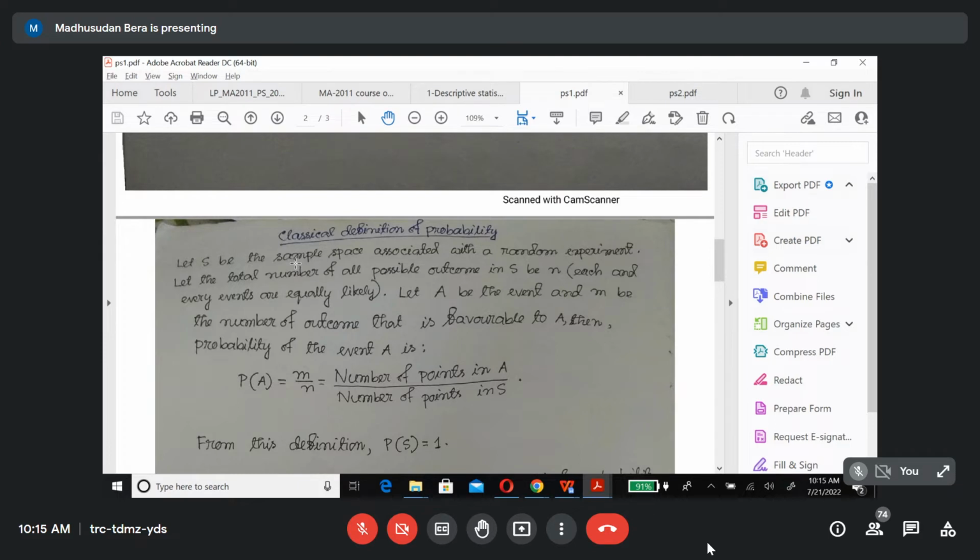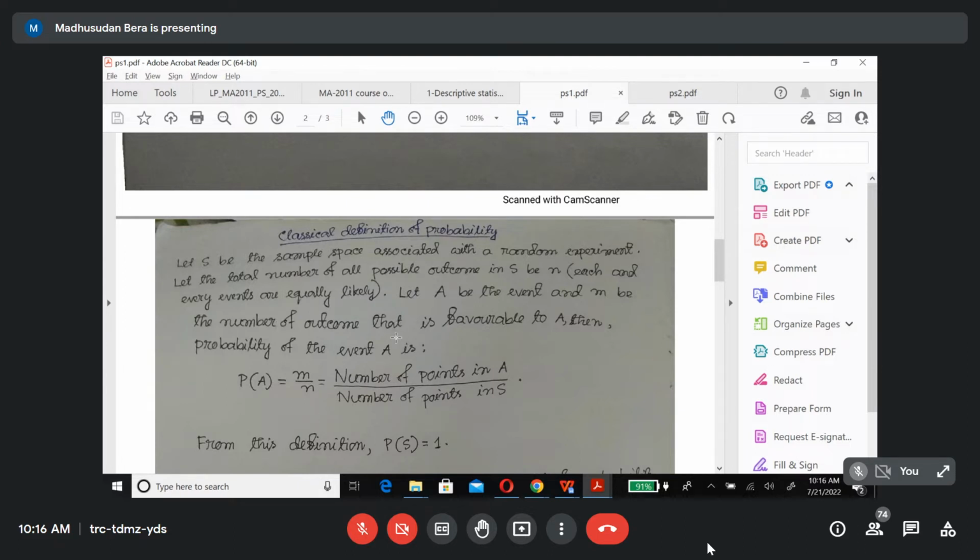In that case, let A be any event and m be the number of outcomes in A, the outcomes that are favorable to A. Then what is the probability of event A? m by n: the number of points in A divided by the number of points in S. This is called the classical definition of probability.